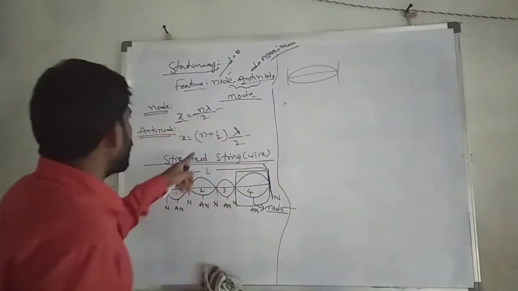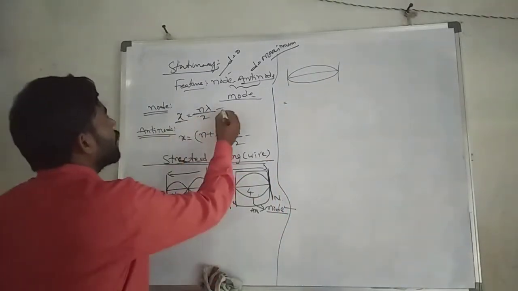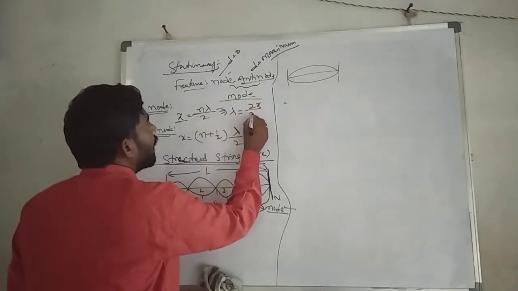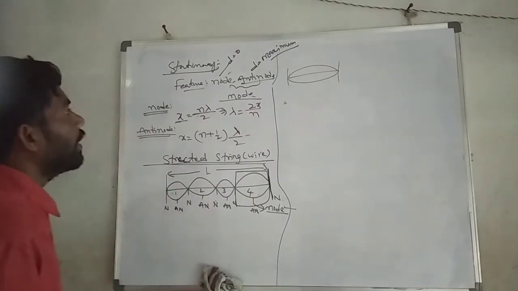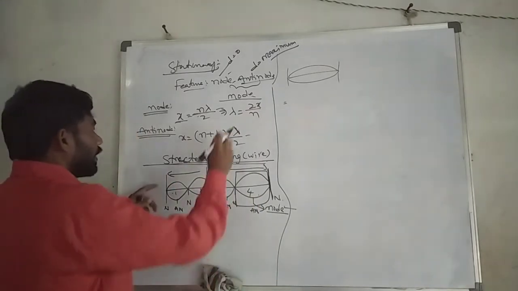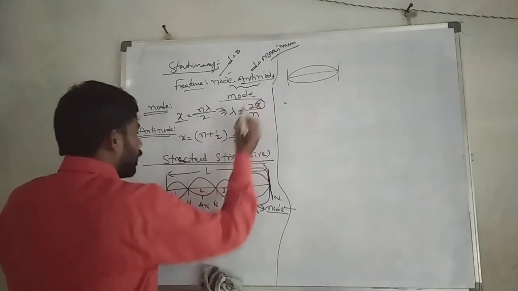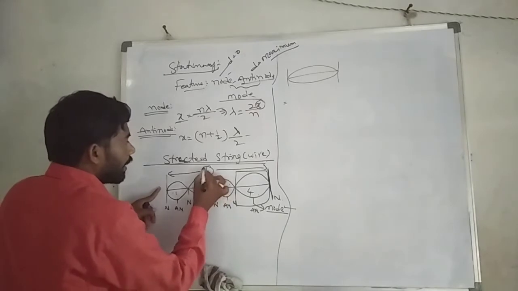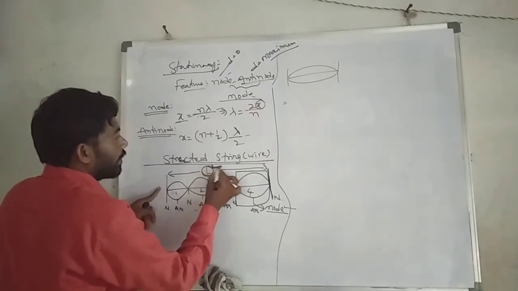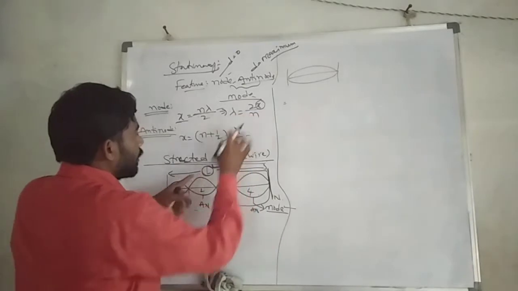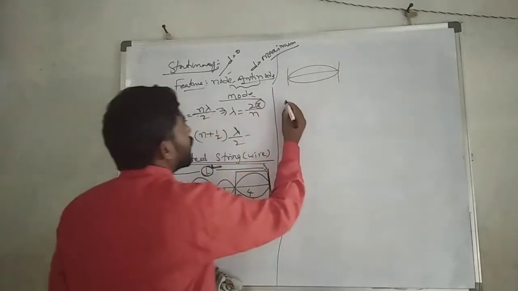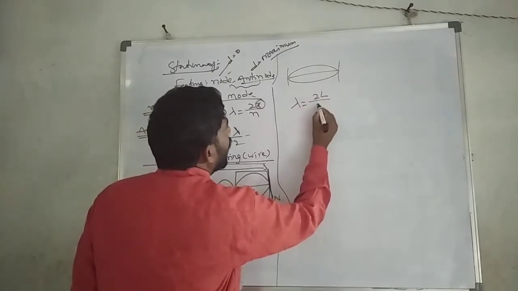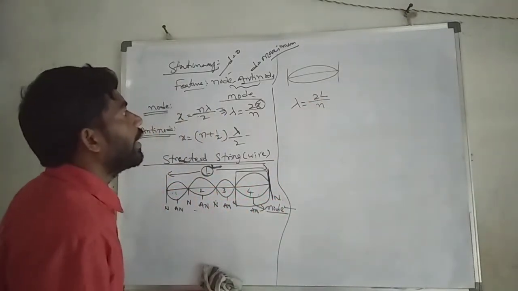Then, taking from this equation, lambda equals 2x by n. This is the displacement, but in this case x is replaced by L. So in this case, lambda equals 2L by n.